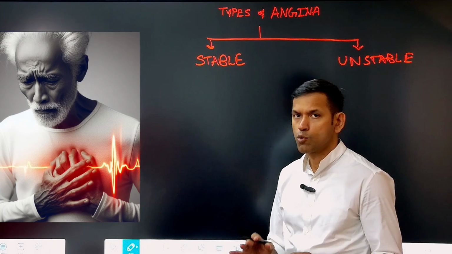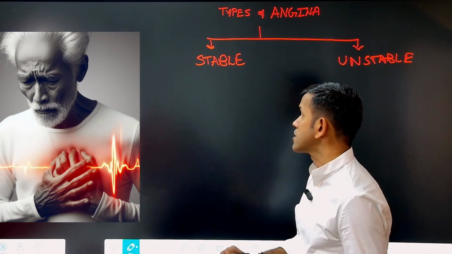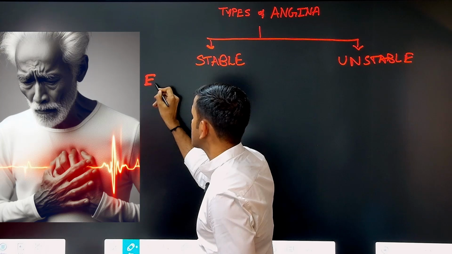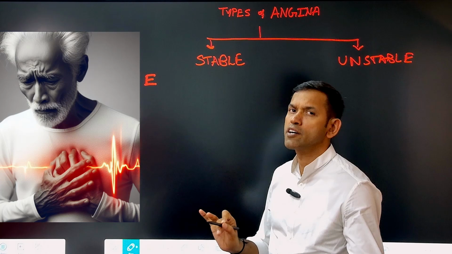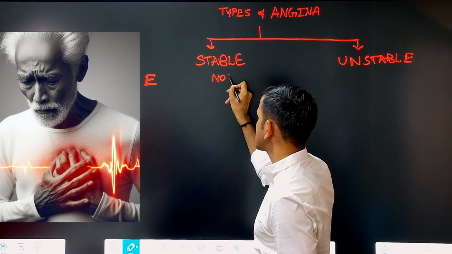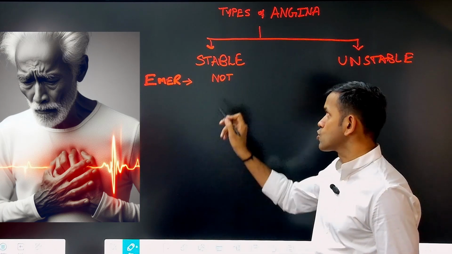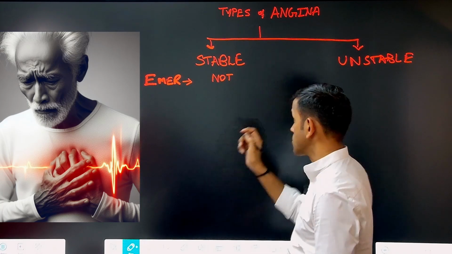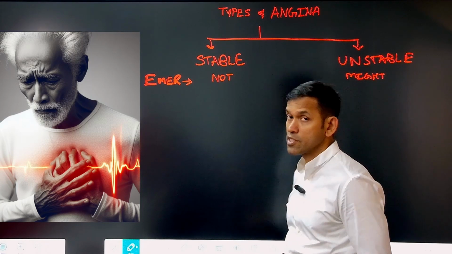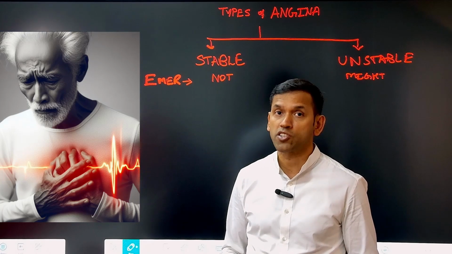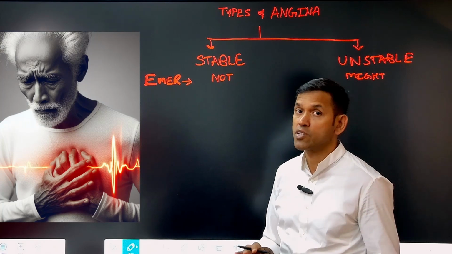The first and most important difference that we have to understand is about the emergency part of it. Stable angina is not such a big emergency. So, it is not an emergency. But unstable angina might be an emergency. You need to think about it twice. If the patient complains of unstable angina, it might be an emergency. So, the first thing is the emergency part of it.